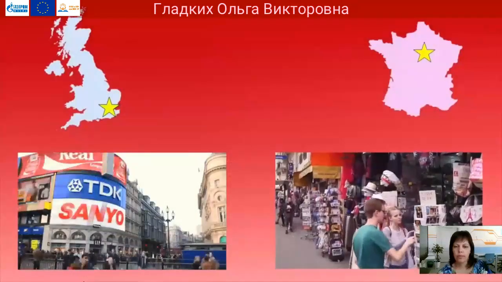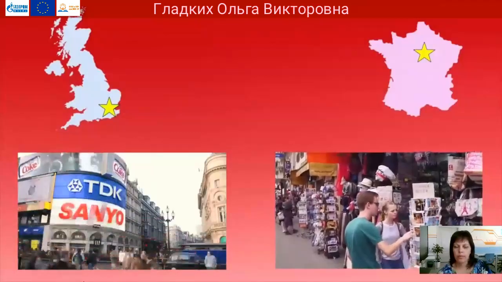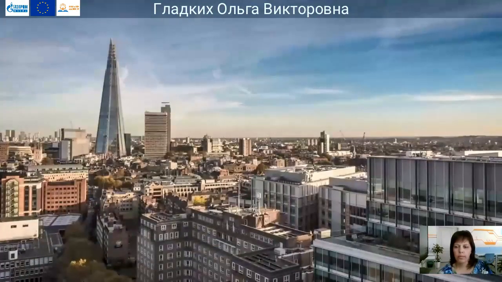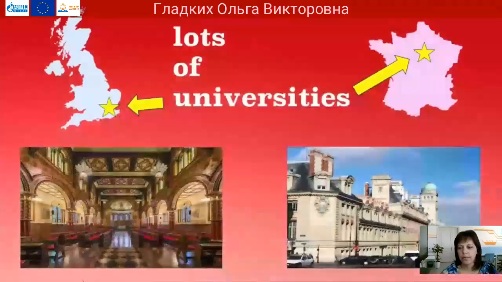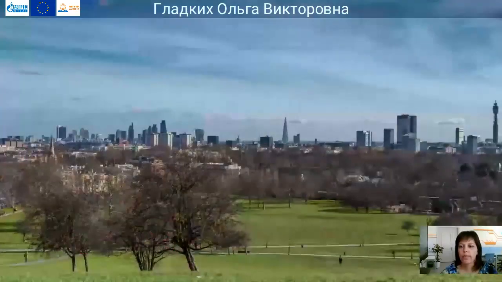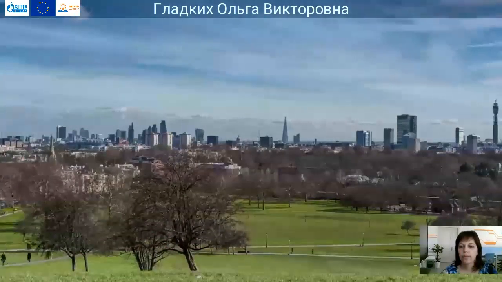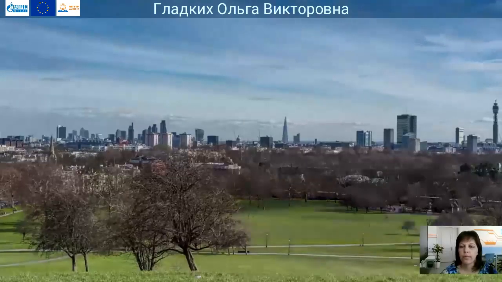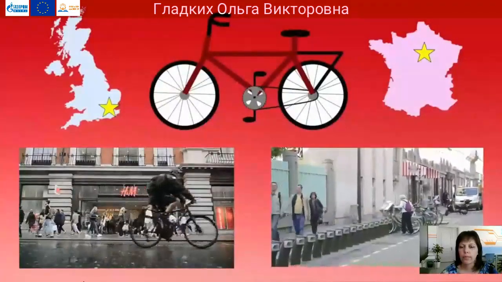The main industries of both are the service industries, especially the professional services in London and commerce in Paris. Both have lots of universities, but London arguably has the highest concentration of prestigious universities in the world. Both have a bike sharing system.